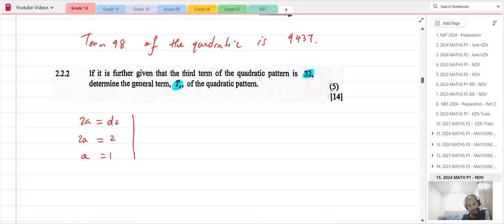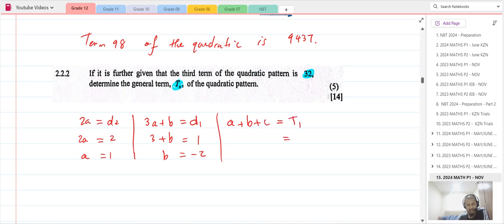Now 3a plus b is equal to d1. d1 is 1. 3 times a is 3, plus b, so b is equal to -2. And the last one, a plus b plus c is equal to term 1, and term 1 is 28. We know a plus b is -1, plus c, so c is equal to 29. So tn is equal to n squared minus 2n plus 29.